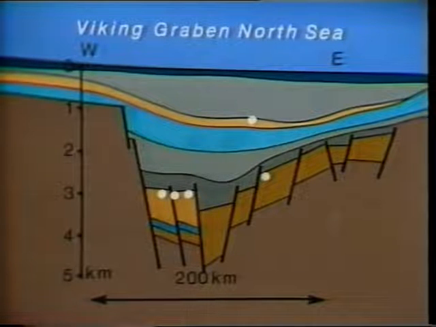In the Viking Graben, productive reservoirs occur mainly in the pre-rift Jurassic sandstones, in tilted fault blocks capped by Upper Jurassic organic-rich shale. These shales acted as both source rock and seal. Some post-rift sandstones and carbonates are also productive.